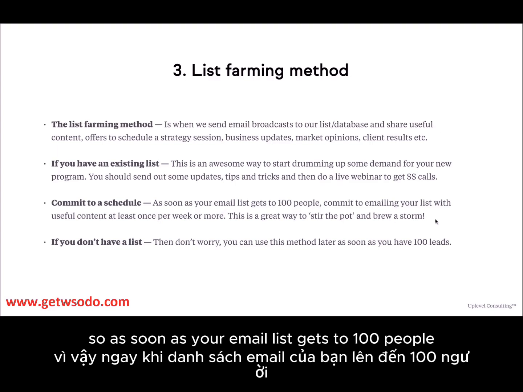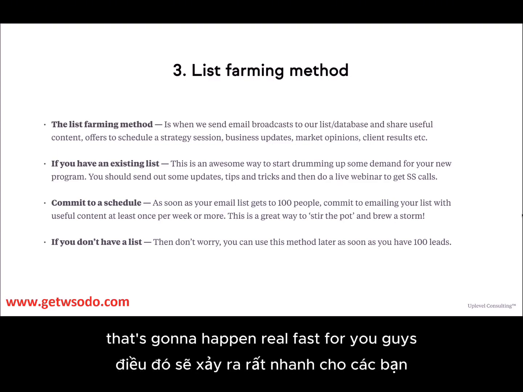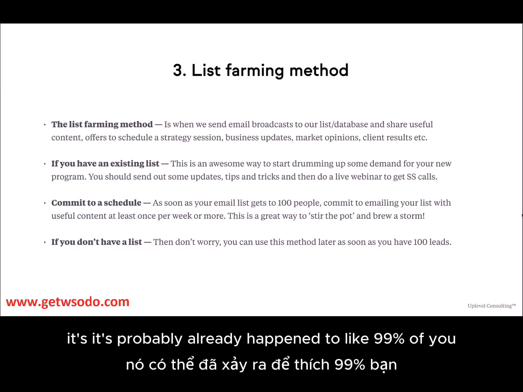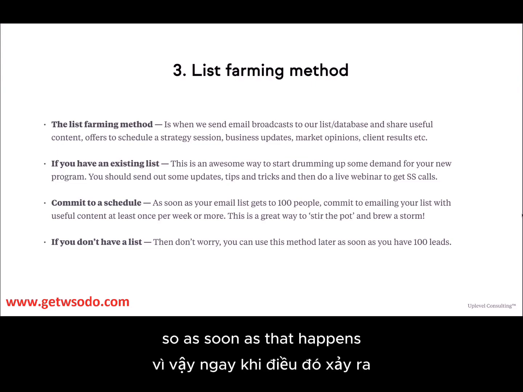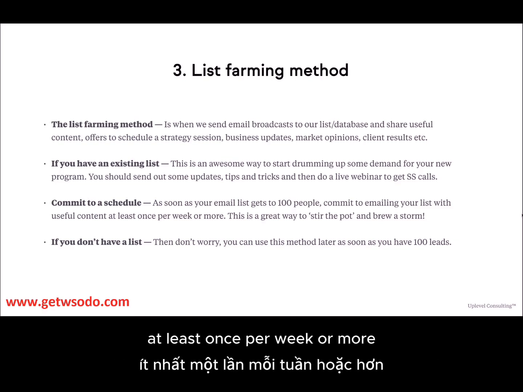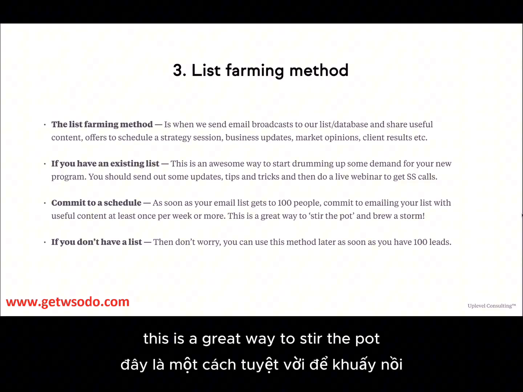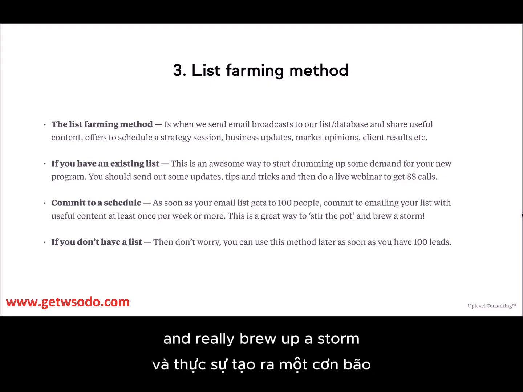So as soon as your email list gets to 100 people, 100 leads, which is going to happen real fast for you guys, it's probably already happened for like 99% of you, you want to commit to emailing your list with useful content at least once per week or more. And this is a great way to stir the pot and really brew up a storm.